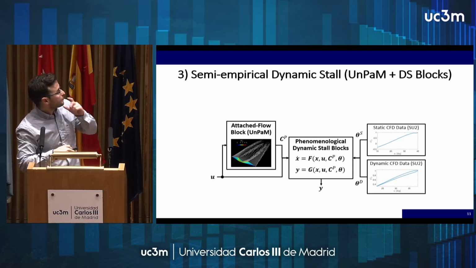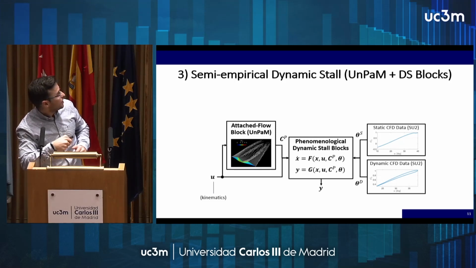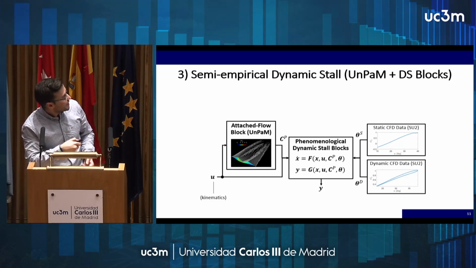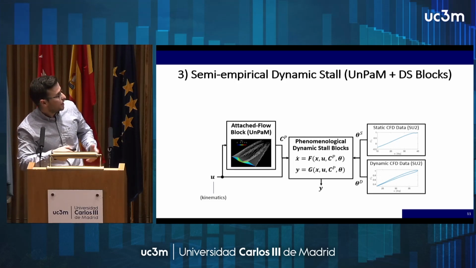And the last tool is basically the semi-empirical dynamic stall model. So we start with the kinematics. We input these kinematics into UNPAM. We get the potential flow coefficients. And then everything together, coefficients and kinematics, go to these phenomenological dynamic stall blocks, which is a set of ordinary differential equations that model the physics of dynamic stall. So basically, they make changes to these coefficients in order to output the dynamic stall coefficients. And how do they do that?